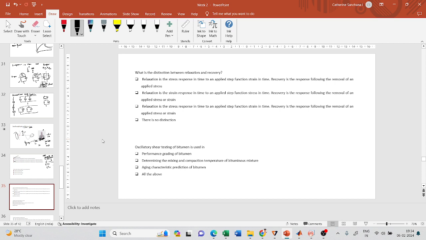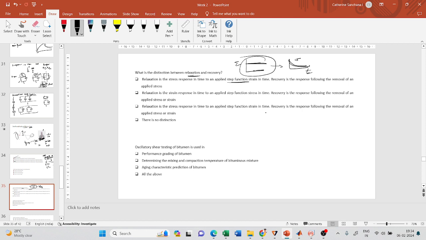Now, what is the distinction between relaxation and recovery? Okay. So what is relaxation? When will we say a material relaxes? A material will relax only when it is subjected to a constant strain. Okay, till the stress will relax. So relaxation means relaxation in stress with time when it is subjected to a constant strain, or a step function strain in time.